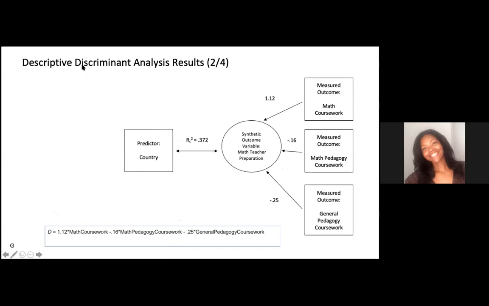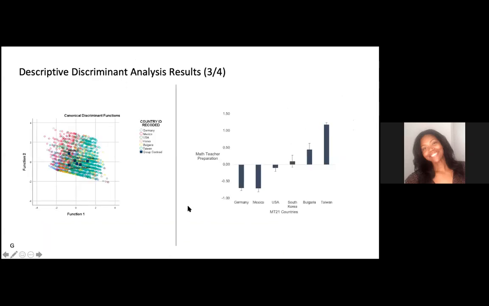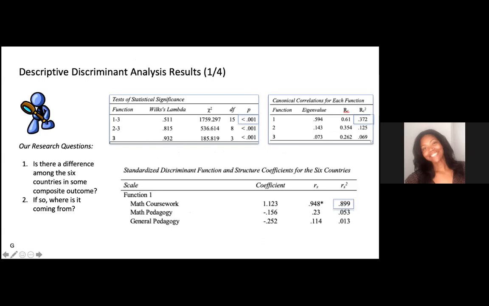Okay, so this visual here is basically just the diagram that shows the relationship, the shared variance, between the observed predictor and the synthetic outcome variable. And it also has the weights plotted here. One thing that I wanted to go back and show you is that because these structure coefficients for math pedagogy and general pedagogy are close to 0, and the coefficient signs are reversed, it points to some possible suppression effects, meaning that these variables don't contribute to creating that latent variable, but they help math coursework do a better job in predicting group differences.